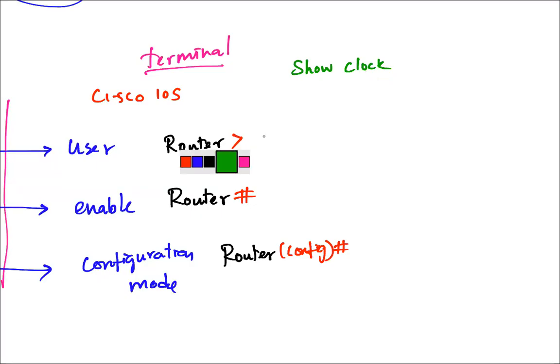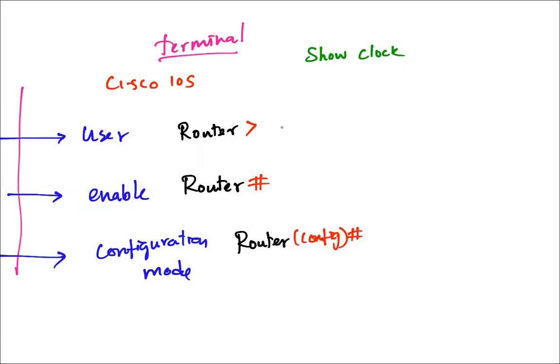Okay. So now, in that case, when I use show clock, right? If I use show, this is the command. I can use show clock in user mode, and I can also use the show clock command in the enable mode, right? I can also use the command over here, which means show clock command works in all three modes. It works in user, enable, and configuration. Show clock is a very basic command, so that works in all the modes.